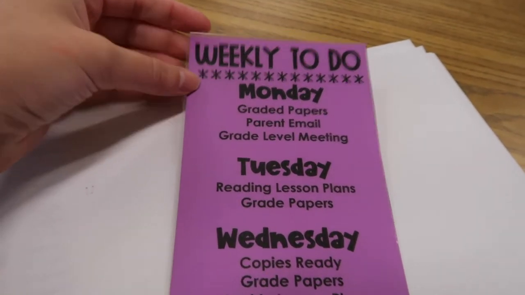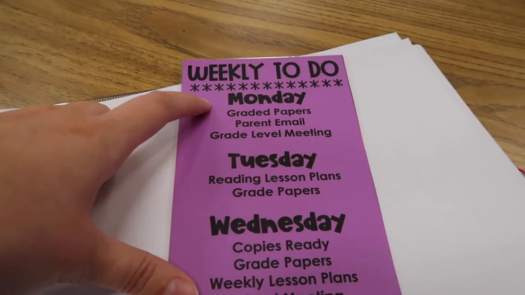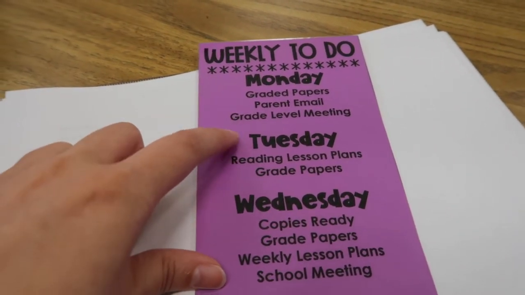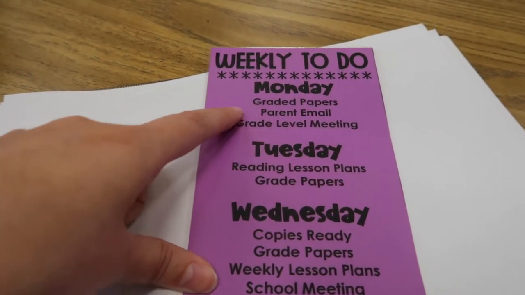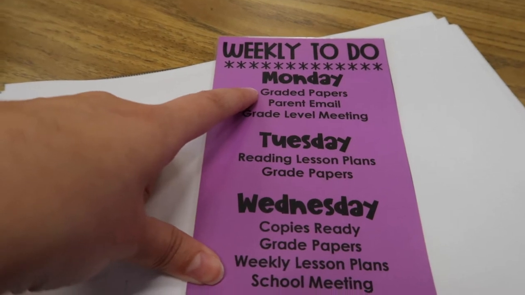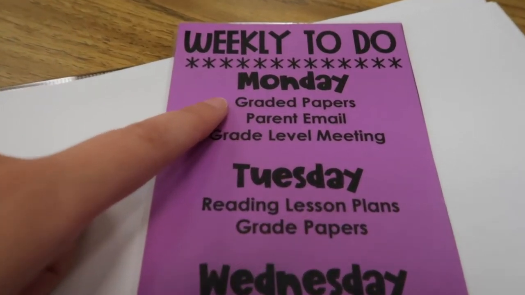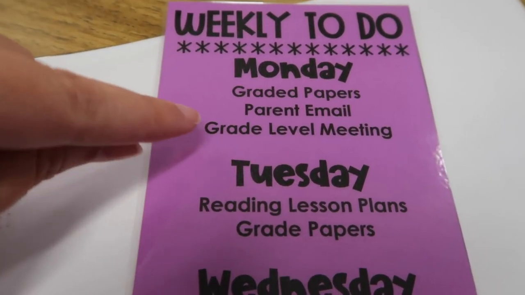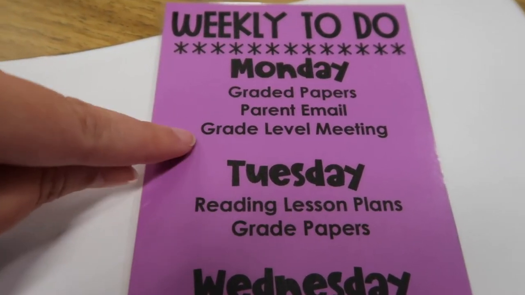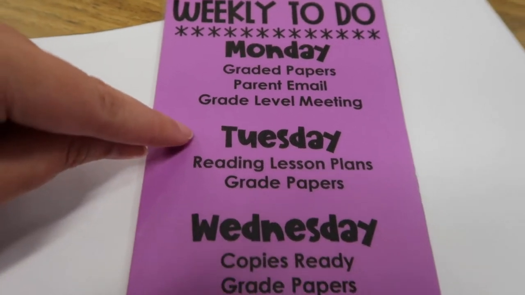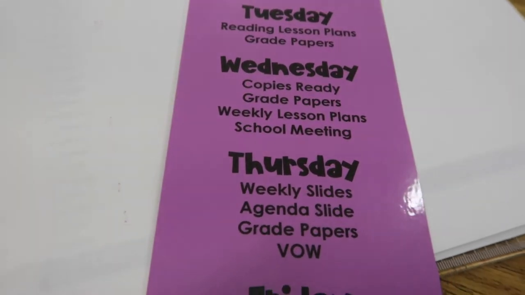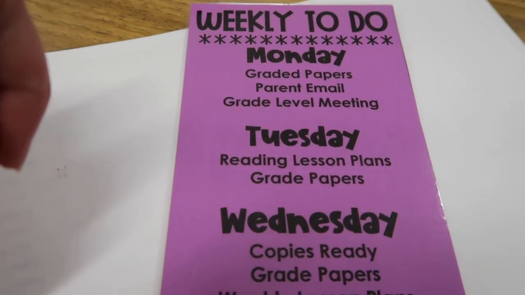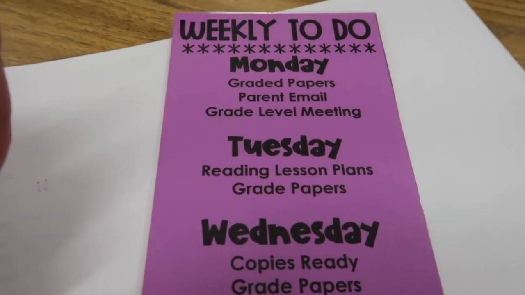I've laminated it, and so I know Mondays, these are my top three must-dos that I need to get done today, which is graded papers, the papers I send home with students in their Monday folders. I need to send out my weekly parent email, and then we have a grade level meeting after school today. And so then this is what I will tackle the rest of the week. If I finish these three tasks early, I can move on to my Tuesday to-do list.